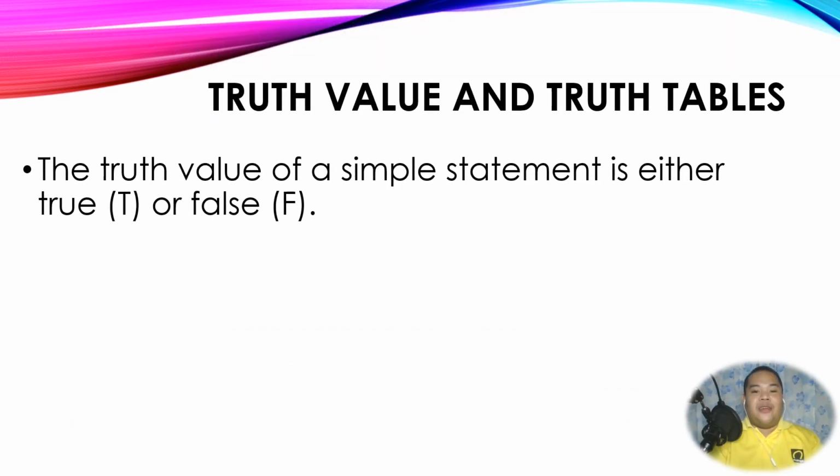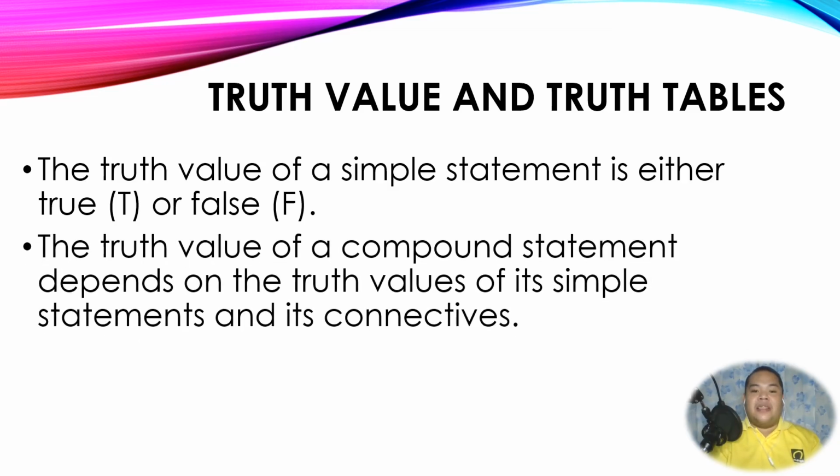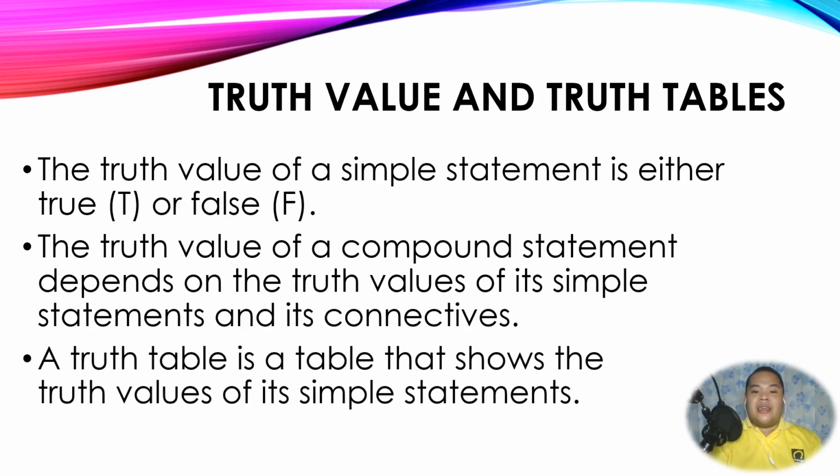The truth value of a simple statement is either T or F. The truth value of a compound statement depends on the truth value of its simple statements and its connective. This can easily be illustrated by constructing the truth table. The truth table is a table that shows the truth value of a compound statement.